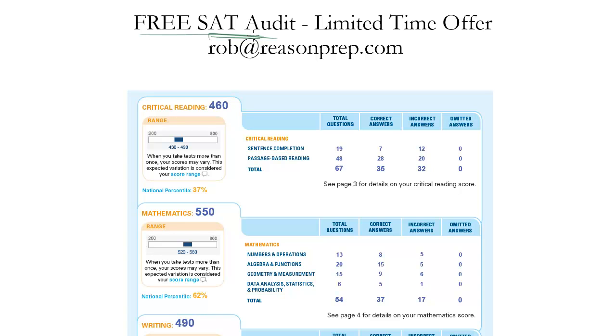Because we can learn a lot if you look really close at the details of the score report, even the most basic one, not even looking at the answer service. We can learn a lot just from these score reports.